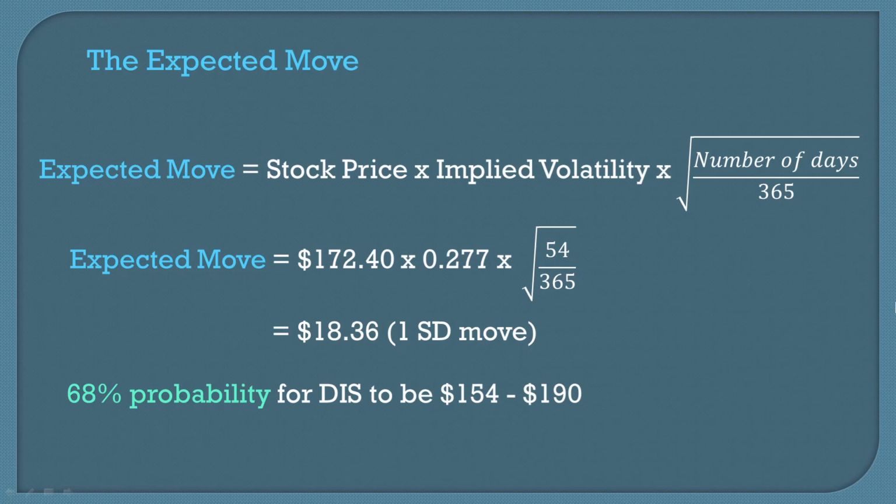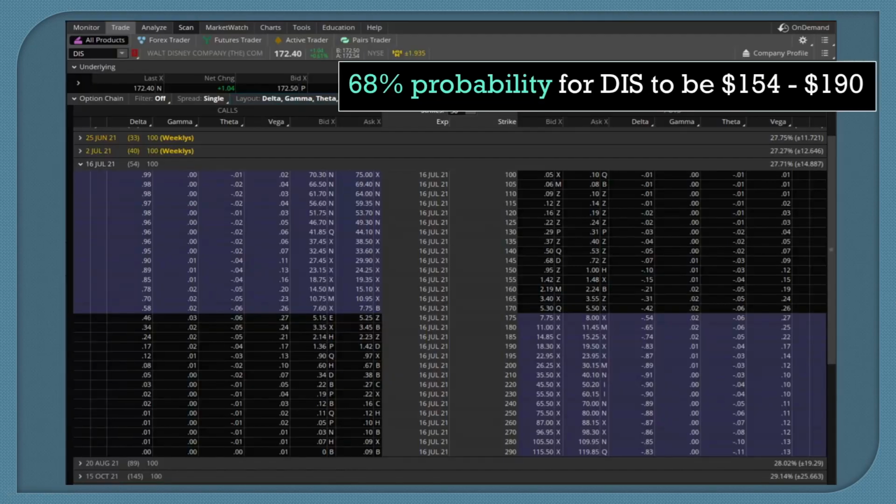With this information, you can gauge if the option you're interested in buying has a high probability or low probability of success. For example, back to the options for Disney. If you choose to buy the 195 call, Disney needs to move more than one standard deviation in order for the 195 call to be in the money. But if you choose to buy the 185 call, Disney does not need to move as much.